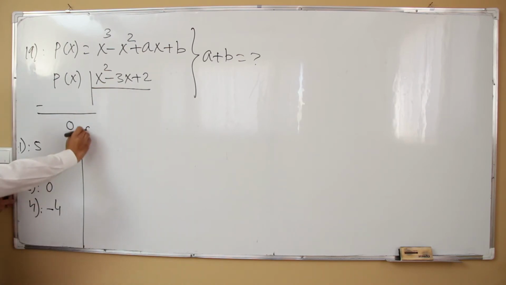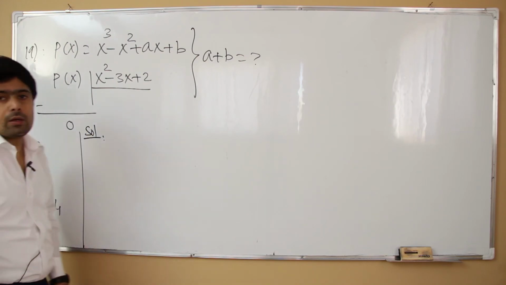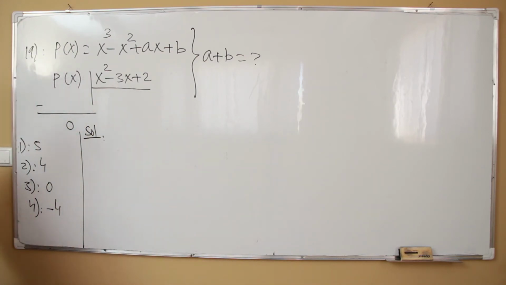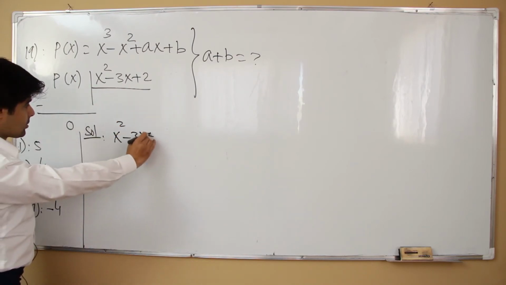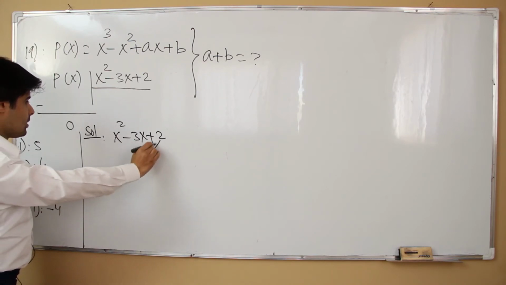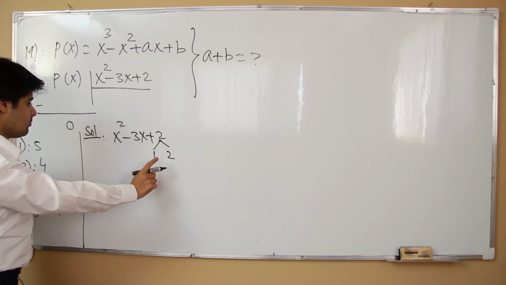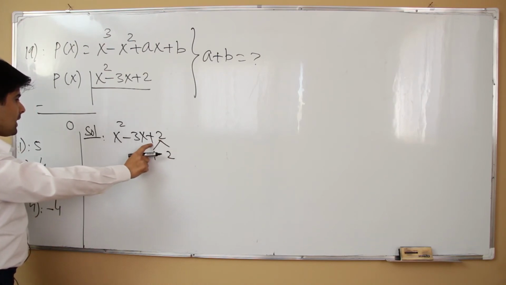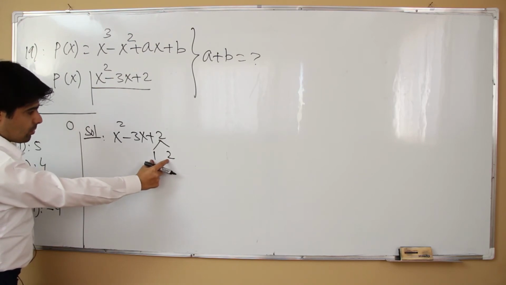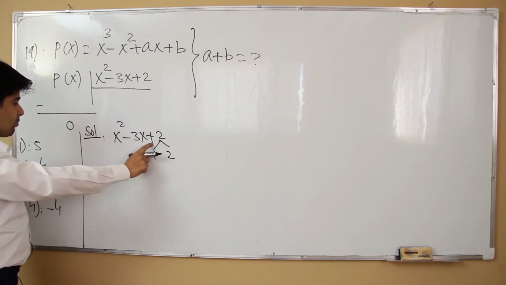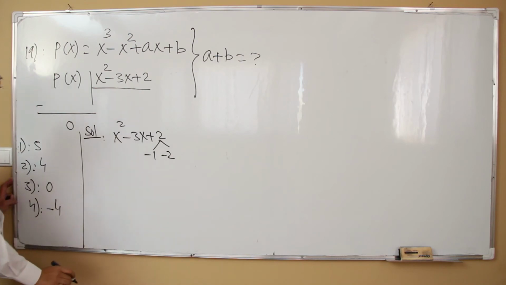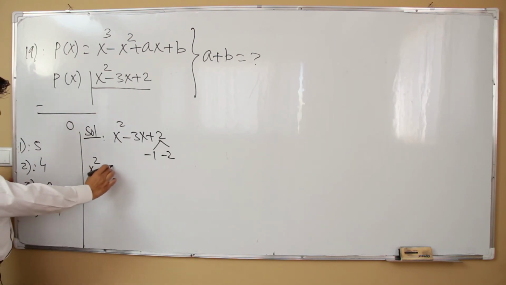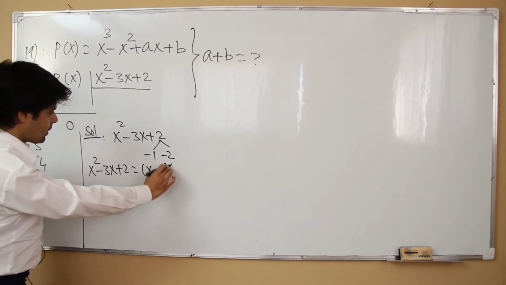How can I solve? Listen. First, x squared minus 3x plus 2. If you want to find the factors, 2 is divided as 1 and 2. 1 times 2 is 2, and adding these two, 1 plus 2 is 3. It says one thing more, that the signs should be equal, and here the signs should be minus. So you find x squared minus 3x plus 2 is equal to (x minus 1)(x minus 2).